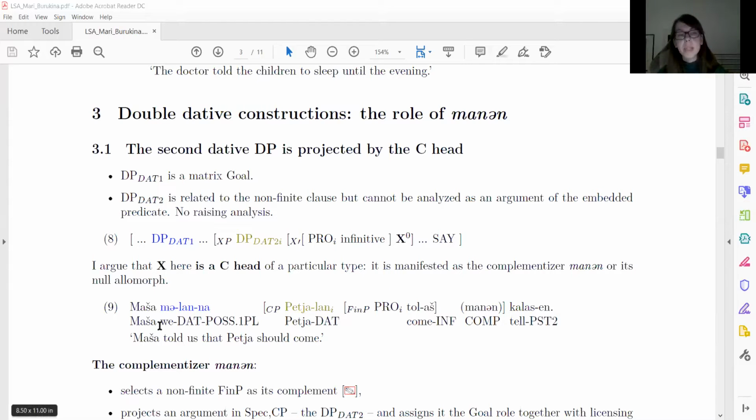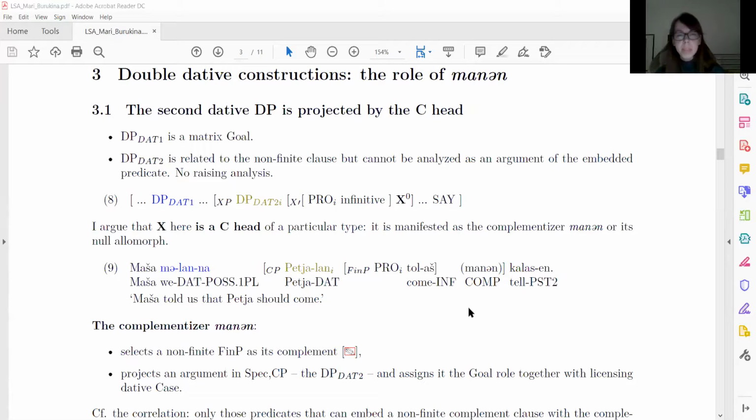When I say something like "Masha-dative, Peter-dative to come told," what we have here is the first DP dative, the blue one, being in the matrix clause, and the second DP dative, the greenish one, being merged initially in the spec of the embedded CP. And then we have the C head, and then we have this non-finite FinP in the complement position of this C head in the embedded clause.